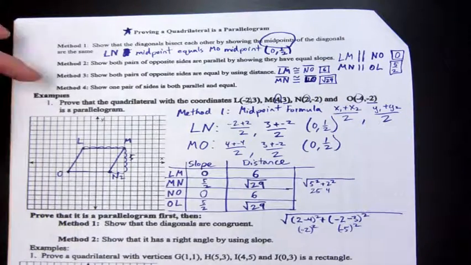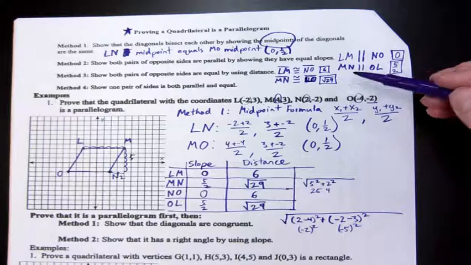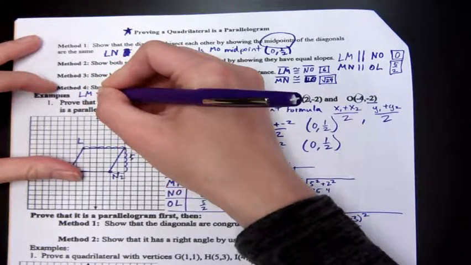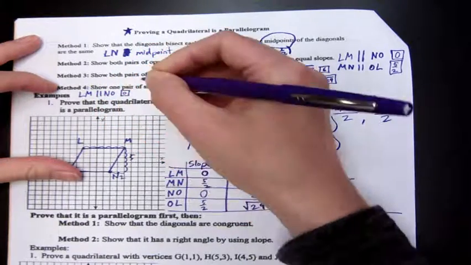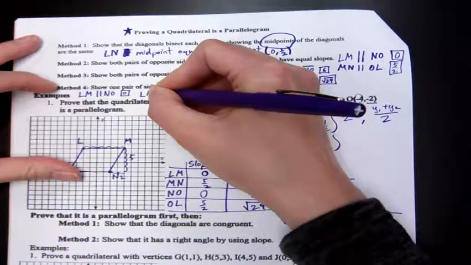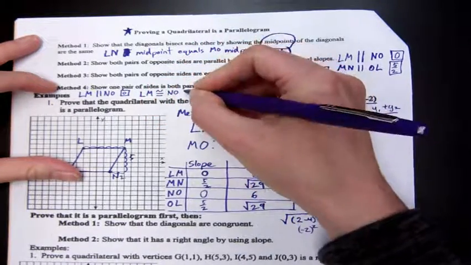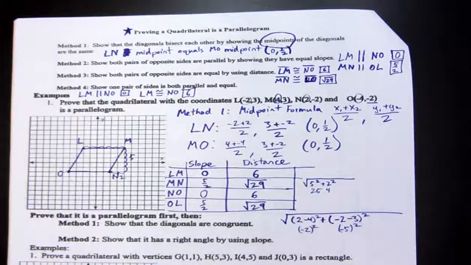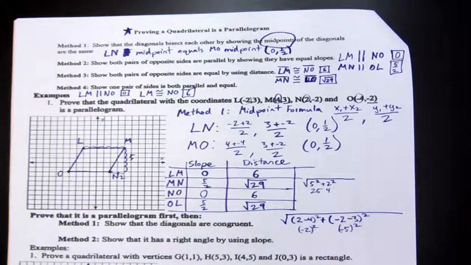All right, and then the last one, method 4, is just show one pair of sides is both parallel and equal. So instead of writing out the statements this way, I could choose just to write LM is parallel to NO with a slope of 0, and LM is also congruent to NO with a distance of 6. Or I could do it with the other two. So the proof statement has to be at least one of those with the evidence.